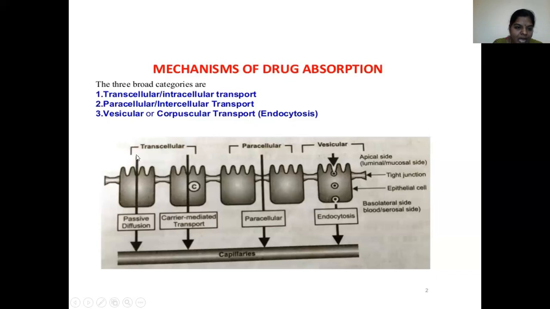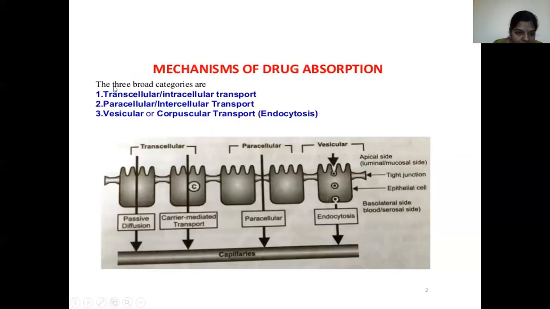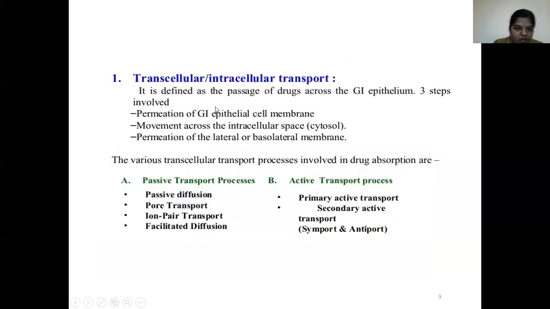See here, ma. Transcellular, it happens within the cells. See here, this is within the cells. And in case of paracellular, it happens between the cells. And in case of vesicular, it happens within the cells, endocytosis. In the coming classes, we will discuss each individual mechanism of drug absorption clearly. First, under transcellular or intracellular, we will discuss it now.